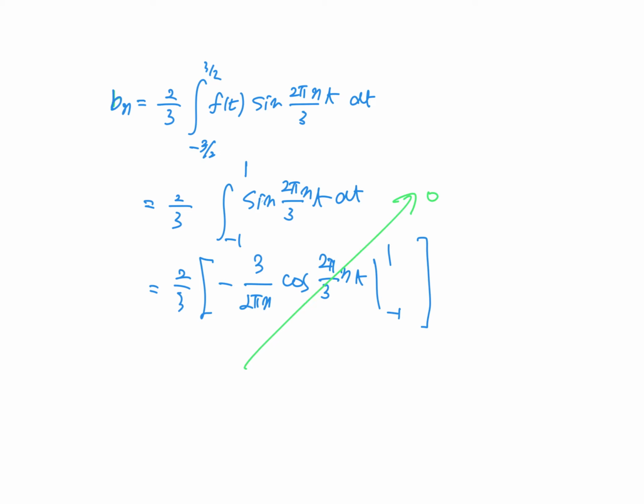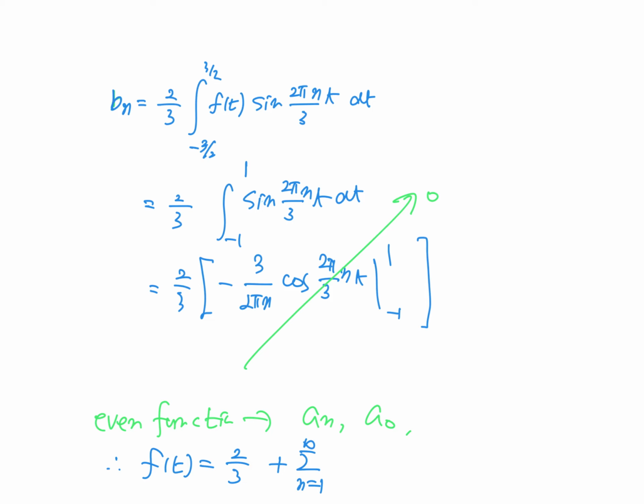So it turns out that the original function is an even function. So an even function has an a0 and an only. So f(t) is 2 over 3 plus the sum of an, which was 2 over pi n sine 2 pi n over 3, times cosine 2 pi n t over 3.